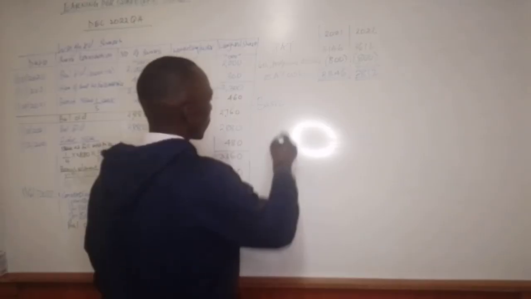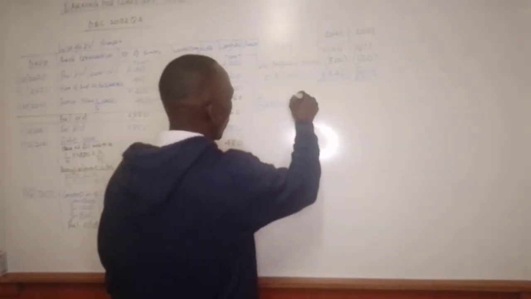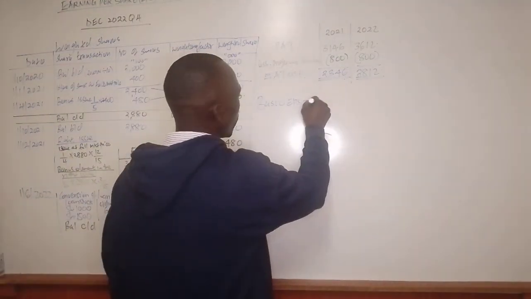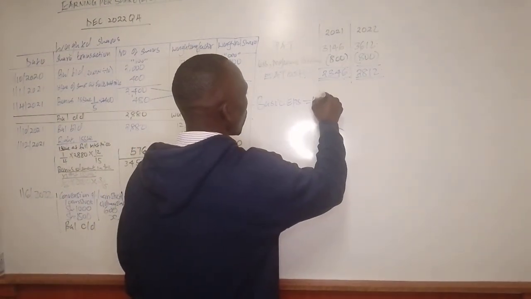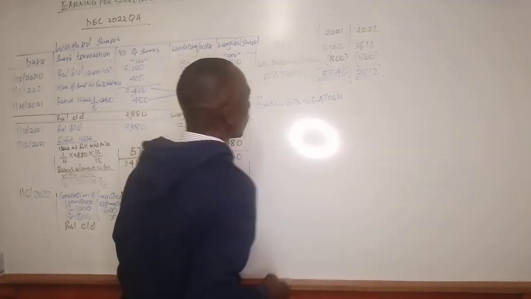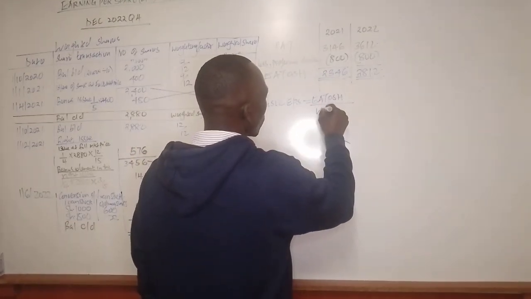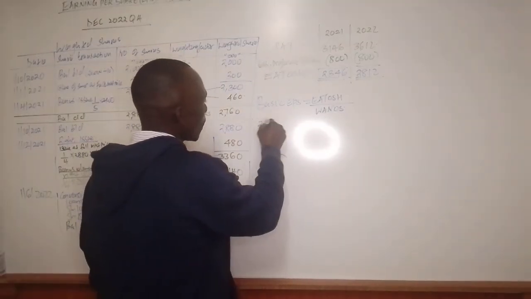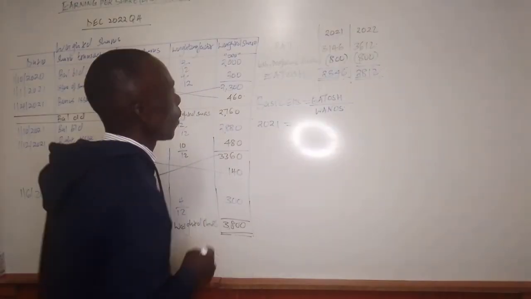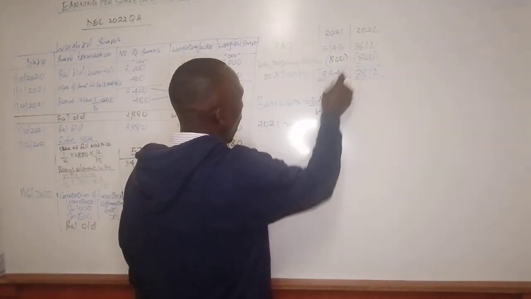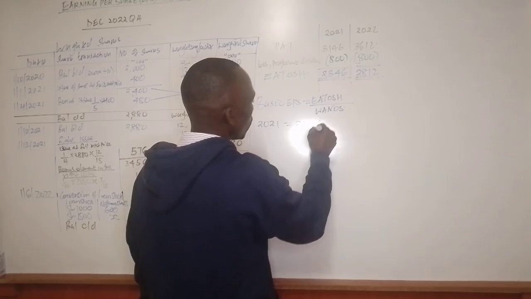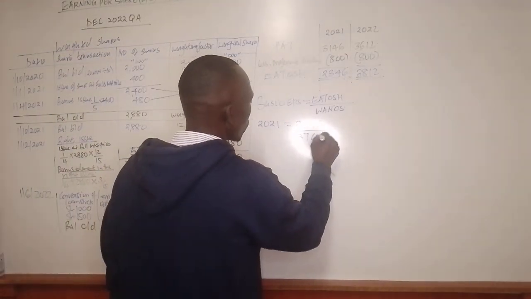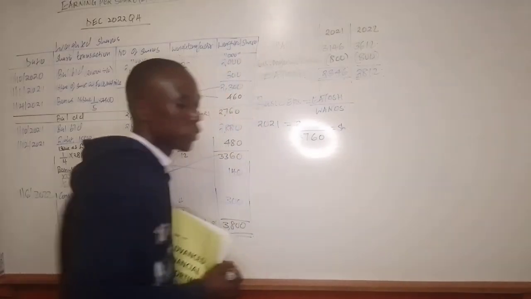Once we do that, the final step is for us to compute the basic EPS. Let us compute the basic EPS. The basic EPS, we said, will be given by the earnings attributable to ordinary shareholders, then we divide by weighted average number of ordinary shares. So we start with the year 2021. It is going to be, you take this amount, 23.46. Then you divide by weighted, which is 27.60.